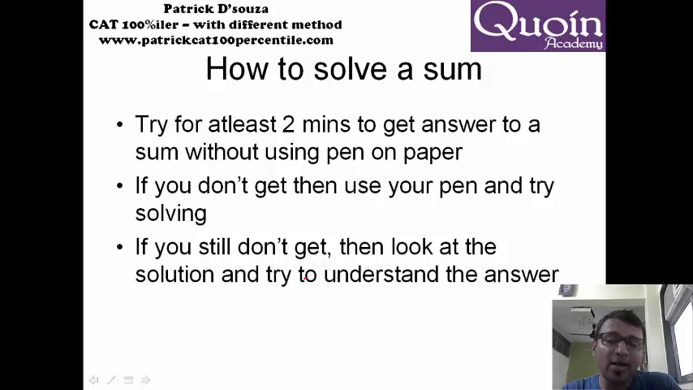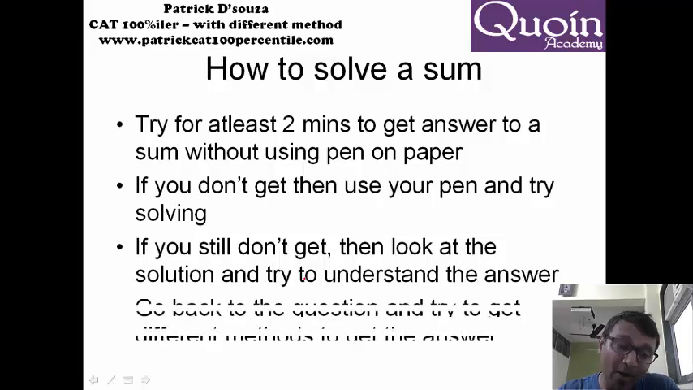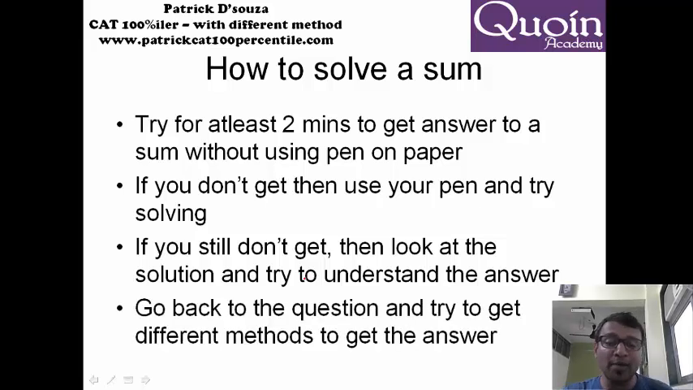If you still don't get it, then look at the answers and try to understand what the answer says. Okay? And once you understand the answer, go to the sum and see if you can get an alternate method or different methods to get the answer. The moment you get different methods, automatically it will help you. So even if you get the first answer, try searching for alternate methods of getting the answer. Don't be happy with getting the answer.